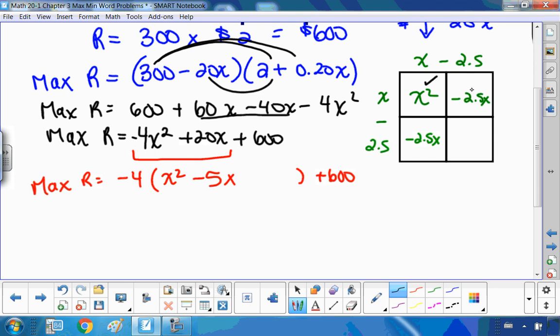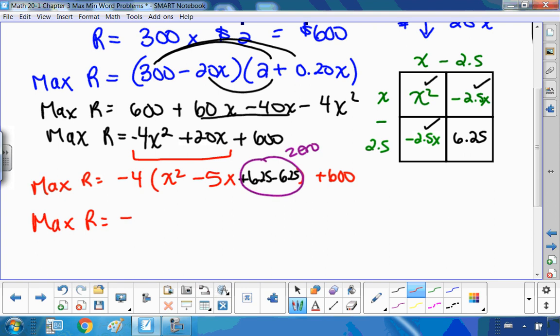So x times x is x squared. Negative 2.5 times x is negative 2.5x. x times negative 2.5, negative 2.5x. And negative 2.5 times negative 2.5 is positive 6.25. So I will add 6.25 and subtract 6.25 inside my brackets. I do that because 6.25 take away 6.25 is really 0, and I can add 0 to any expression without changing its value.